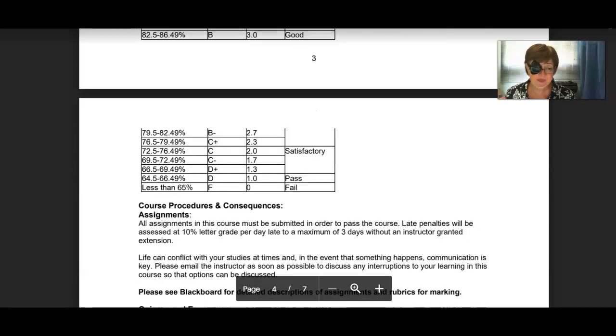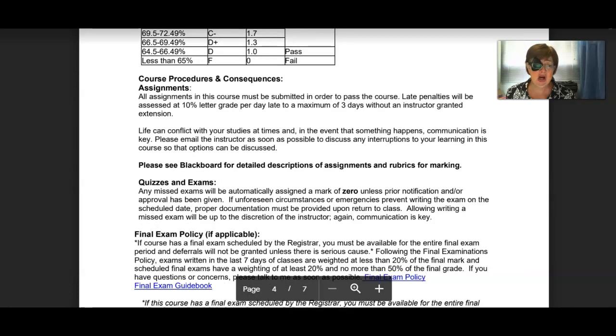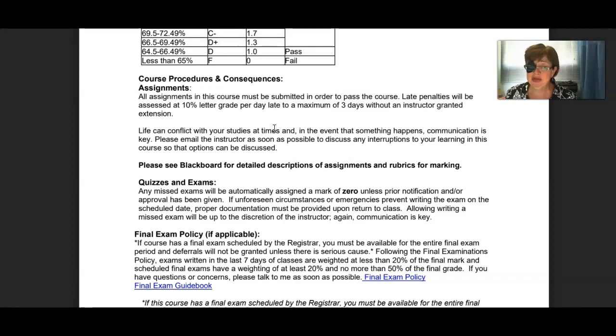Then all assignments must be submitted by the due date. There's a late penalty of 10% per day to a maximum of 3 days. I don't mark after that, because it's very important to me to keep marking on time. You need to hand things in on time, because if you get late, I get late, and then everyone gets frustrated. There will be more details and marking rubrics for the assignments later on.